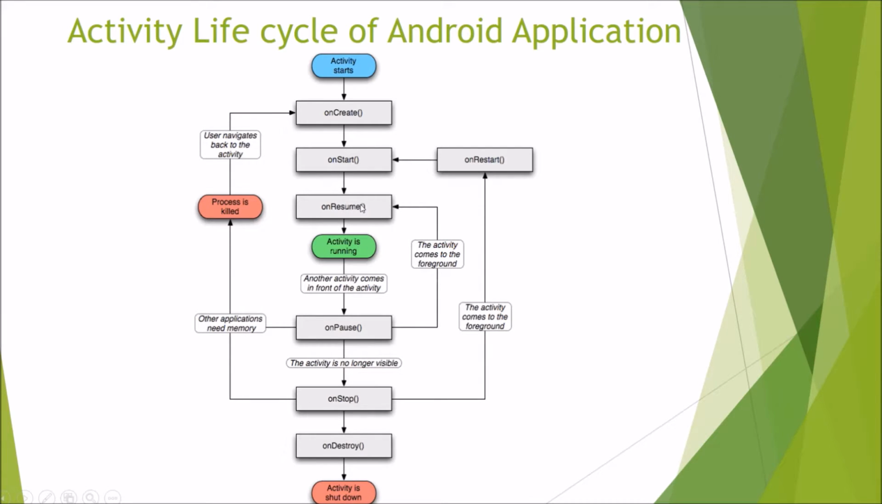It goes to the onResume method. Here the user starts interacting with the application. From onResume it goes to the activity in the running state. When the activity is in the running state and another activity comes in front of it, it goes to onPause. onPause is called when the current activity is paused and the previous activity is resumed. When the activity is no longer visible, it goes to onStop. From onStop, the activity goes to onDestroy. At onDestroy, the activity is destroyed by the system and then shut down.